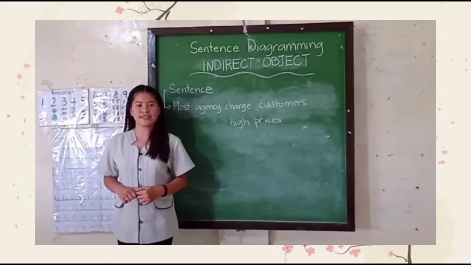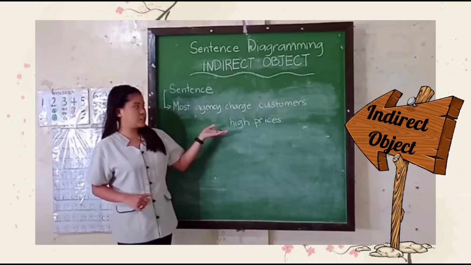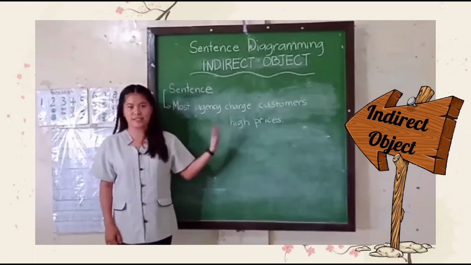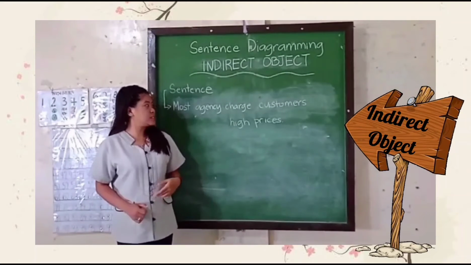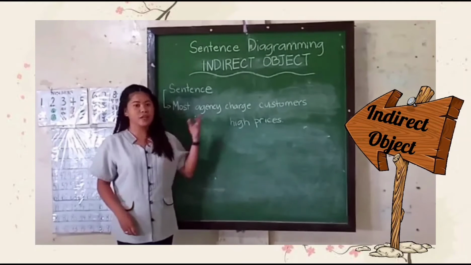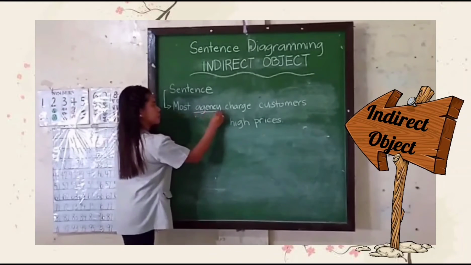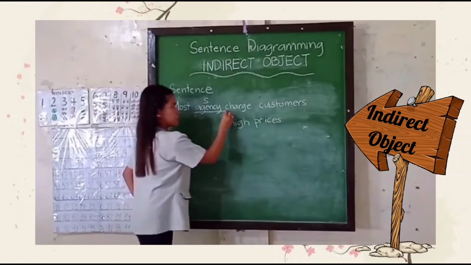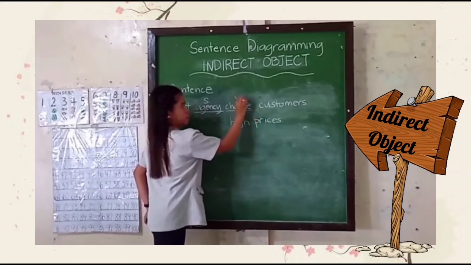The example sentence is: most agencies charge customers high prices. Most agencies charge customers high prices. Agencies is our subject and charge is the verb.